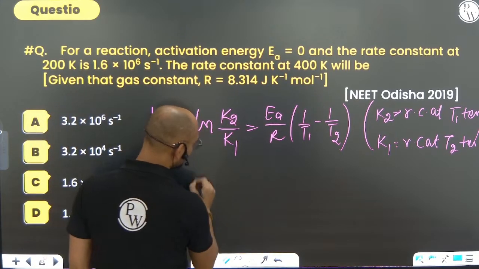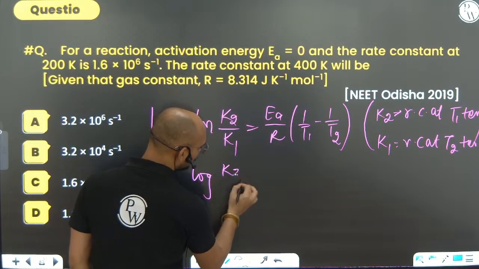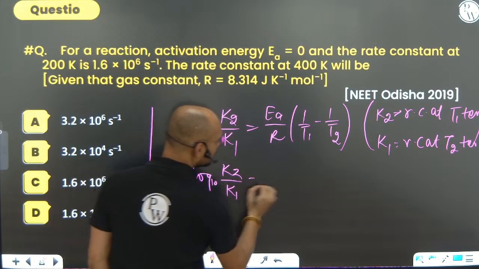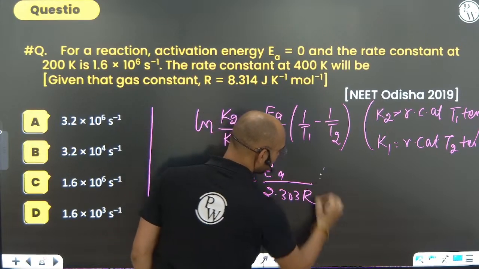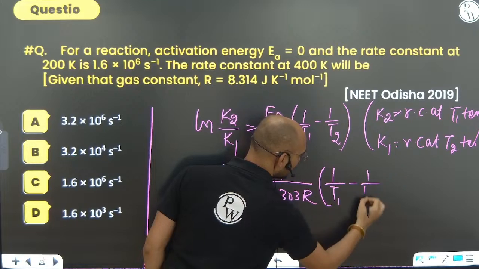Now if you have to change into log base 10, log K2 by K1 base 10 equals EA by 2.303 R into 1 by T1 minus 1 by T2.